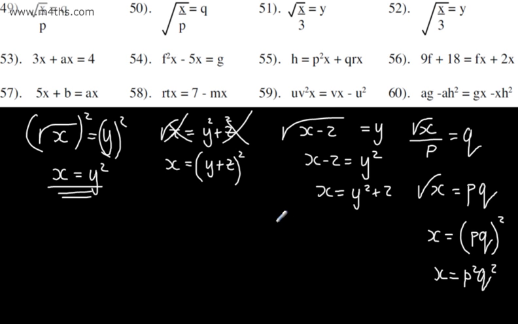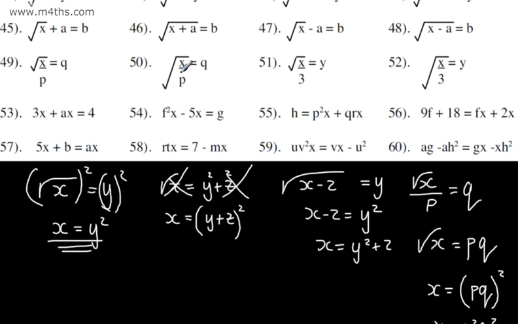Okay, let's change. With this one, we would square both sides first because we have the root of all of this instead of just the root of x. Square both sides and then multiply. And I'll just do that one quickly.